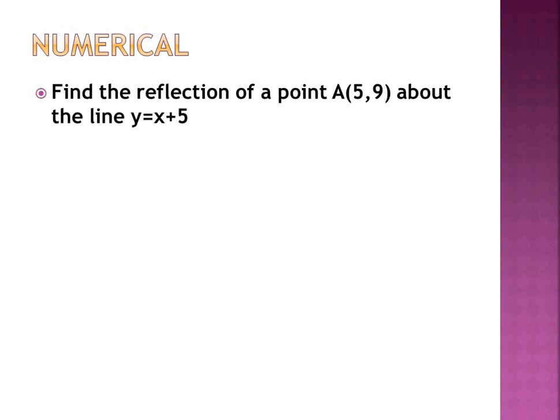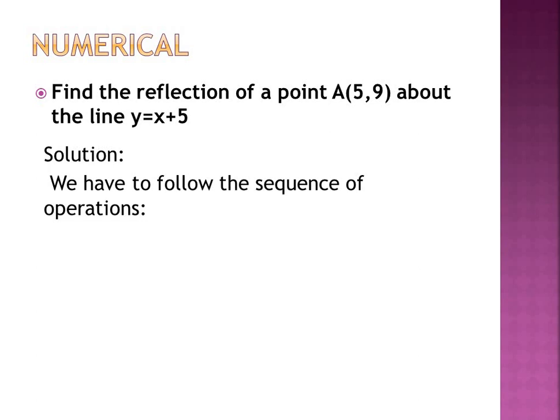Now we will solve a numerical. Find the reflection of a point A 5, 9 about the line y equal to x plus 5. Now we have the line y equal to x plus 5 and we have to follow all the sequence of operations that I have already discussed just now, and the object is 5, 9 and the line is given as y equal to x plus 5. In this way the value of m is 1 and value of b is 5.